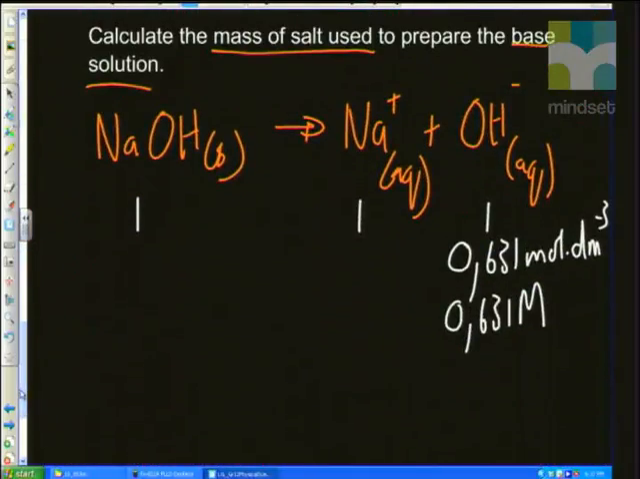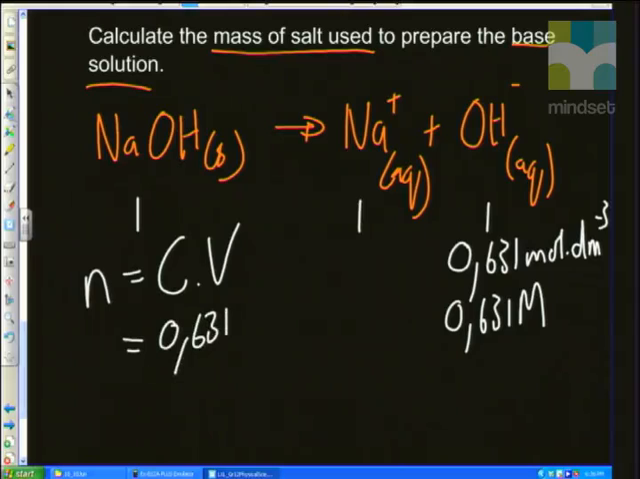That's what I'm interested in, is the number of moles. Number of moles is equal to concentration times volume. Concentration is equal to number of moles divided by volume, but you can multiply these out like this. So I've got my concentration. My volume was 500 centimeters cubed. I need to change that to decimeters cubed. I'm going to write 0.631, not 500 now, but 0.5. And this will give me my number of moles.